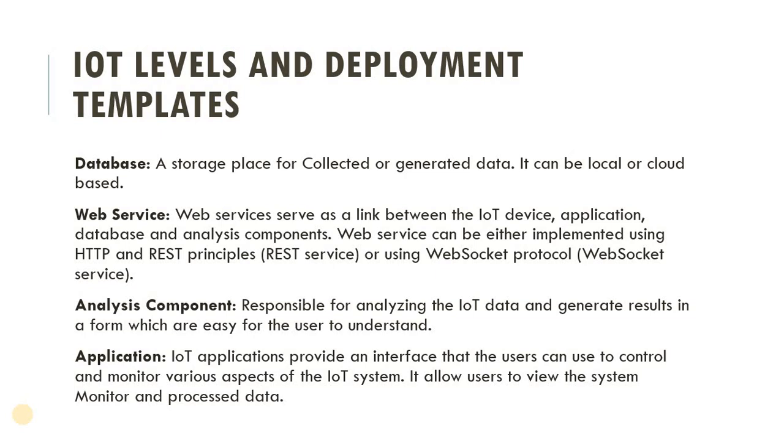And the last is the application. So the IoT application provides an interface that the user can use to control and monitor various aspects of the IoT system. It allows the user to view the system, monitor and process the data. Now the application is installed locally or on the cloud, and the user can use that application and also view the system, or monitor and process the data. So this is a user interface of the IoT device. So these are the 6 IoT deployment templates.